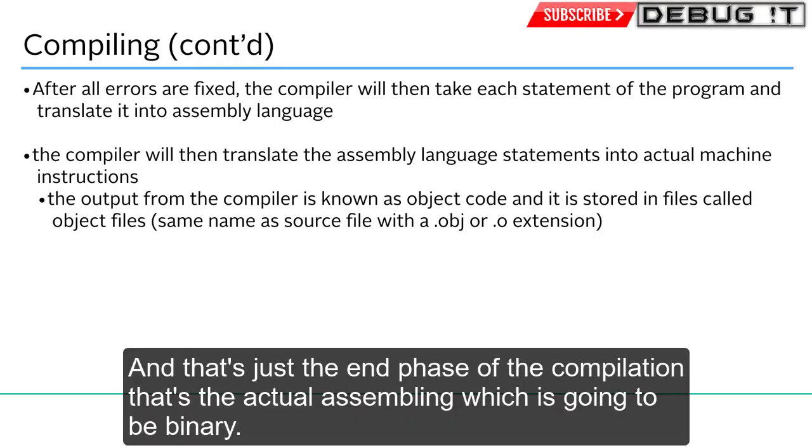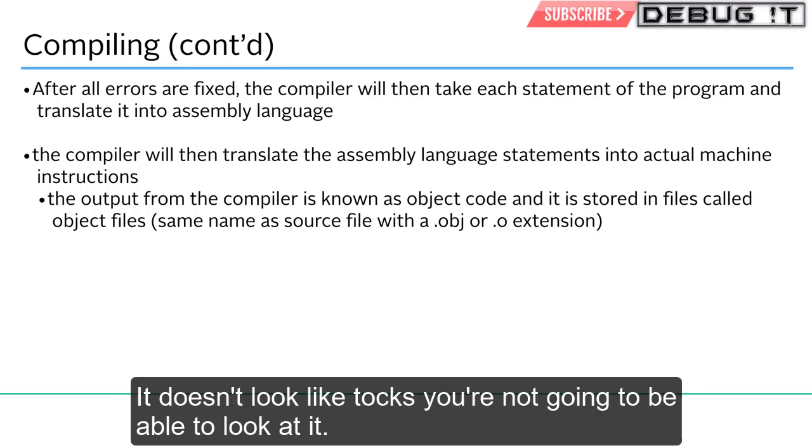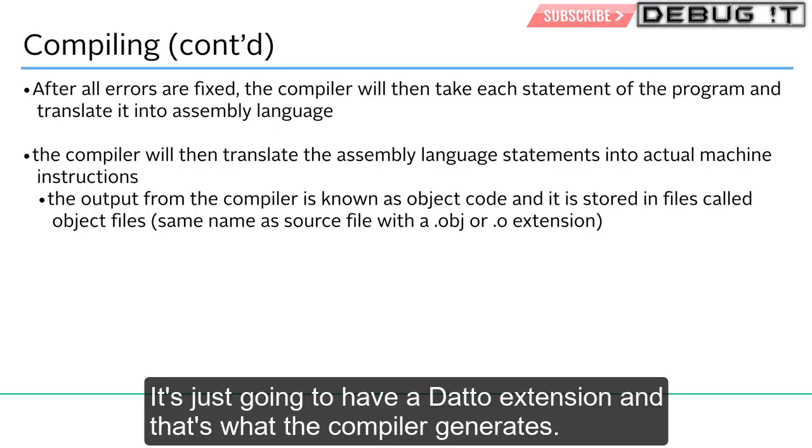And that's just the end phase of the compilation. That's the actual assembly language. It's going to be binary. It doesn't look like text. You're not going to be able to look at it. It's just going to have a .o extension. And that's what the compiler generates.